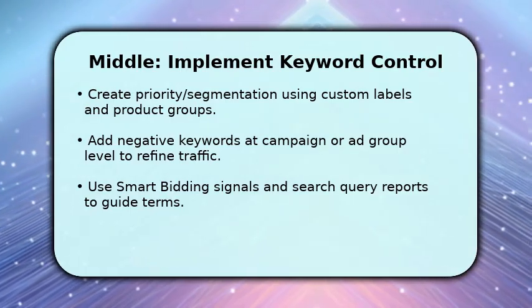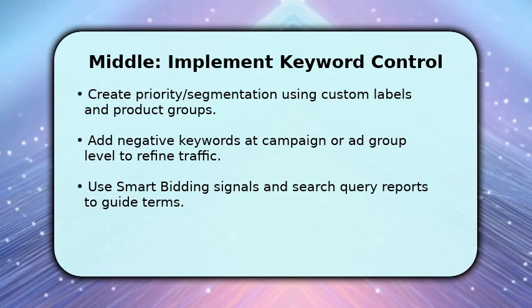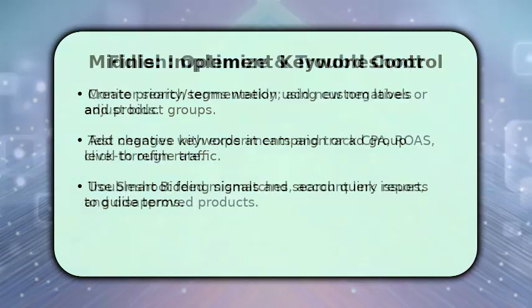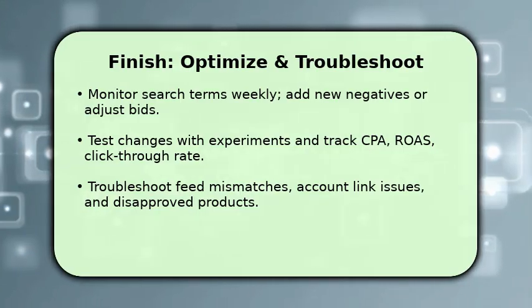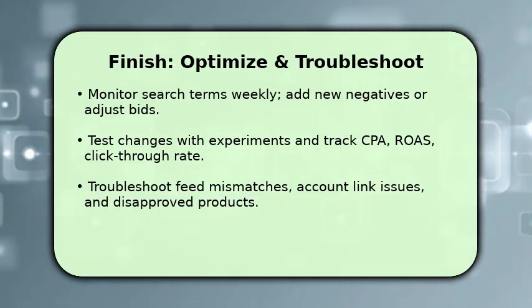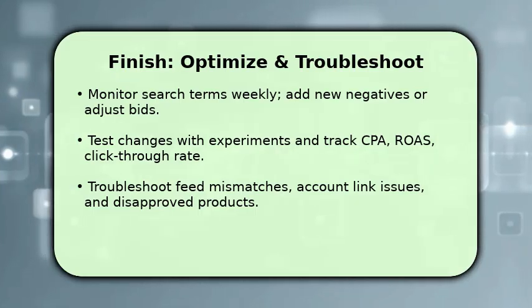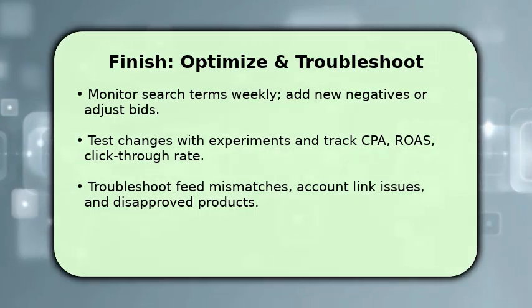Because shopping relies on data to finish, you monitor performance and iterate. Review search terms weekly, add negatives for wasteful queries, and increase bids for high-intent searches. Run experiments to test changes and watch CPA, ROAS, and click-through rate so you know what moves the needle.